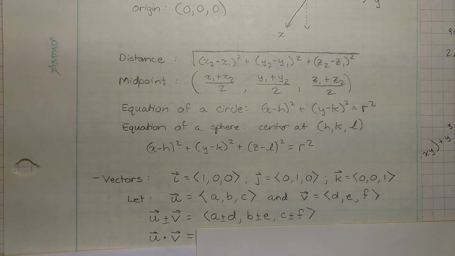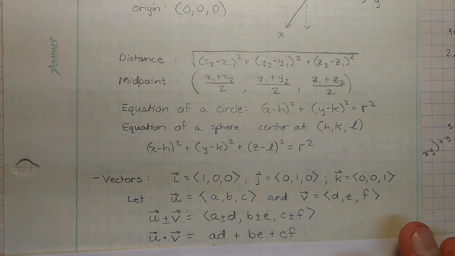If we want to do a dot product, we do that just the same as our dot product before. Now, once again, we have a scalar when we do dot product. So we multiply the x coordinates together, multiply the y coordinates together, multiply the z coordinates together, and then take the sum of all those products. And that's our dot product.